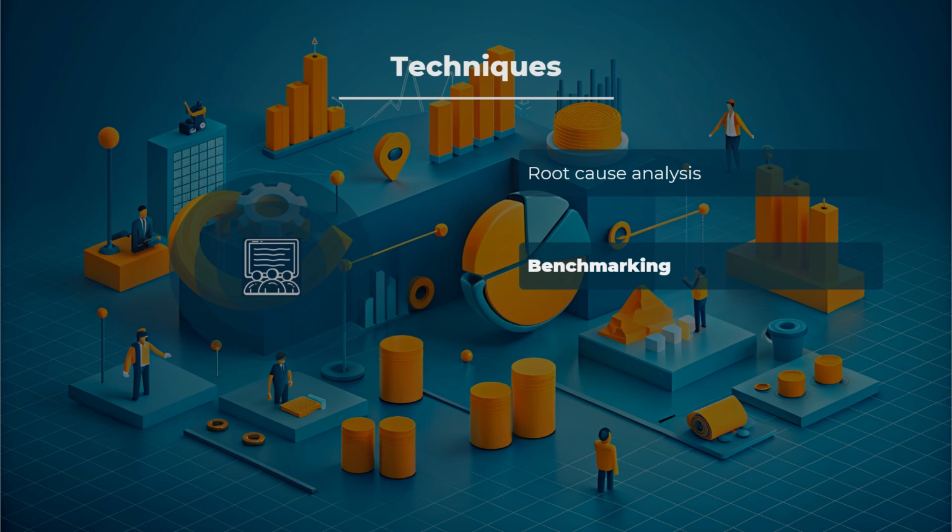Next, let's look at benchmarking. Purpose: benchmarking involves comparing your processes and performance metrics to industry best practices or standards. Types: there are various types of benchmarking, including internal, competitive, and functional benchmarking.